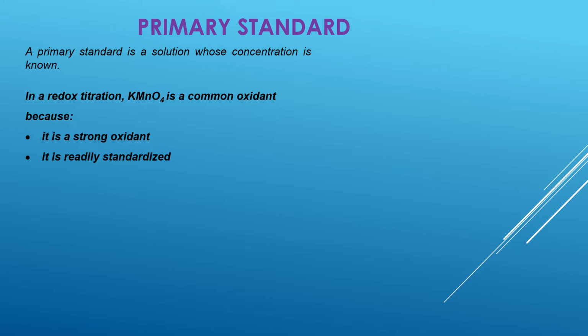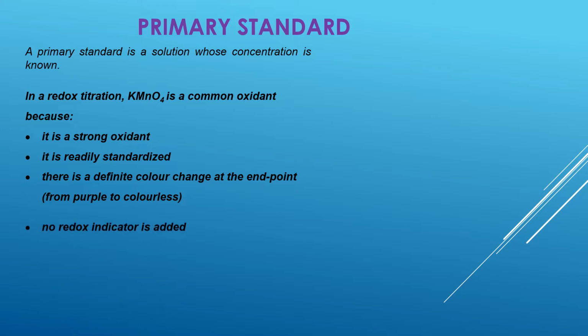The third property and reason as to why potassium permanganate is so frequently used in titrations is because it involves a definite color change from purple to colorless. And this will happen only if the titration is carried out in the acid medium. When we use potassium permanganate in a titration, we do not have to add an external redox indicator.